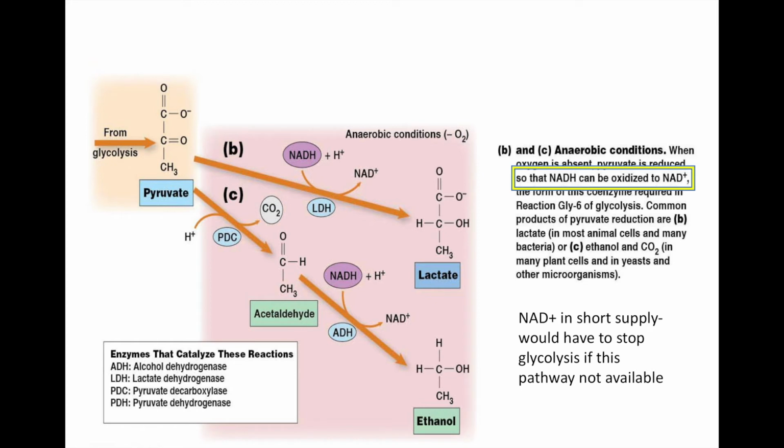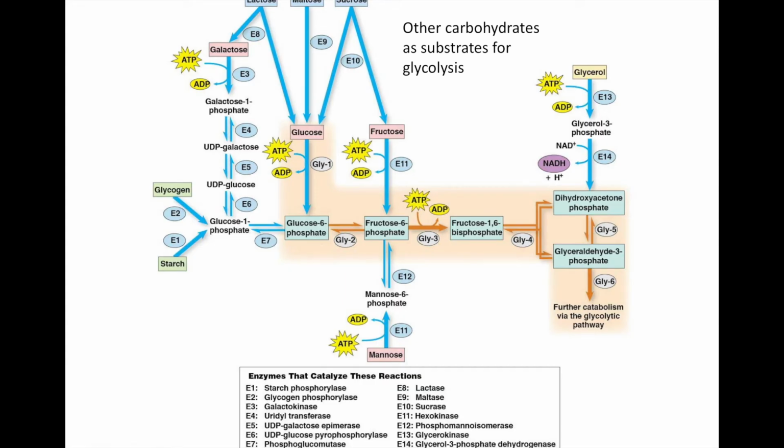Okay. So NAD is in short supply in cells. If you didn't regenerate the NAD, you would not be able to continue to do glycolysis. So these pathways, taking pyruvate to either lactate or ethanol, allow you to regenerate that NAD. And these are just the two most common pathways that we run into in organisms that are typically studied. But microorganisms can do all kinds of other pathways leading from glycolysis to regenerate NAD.